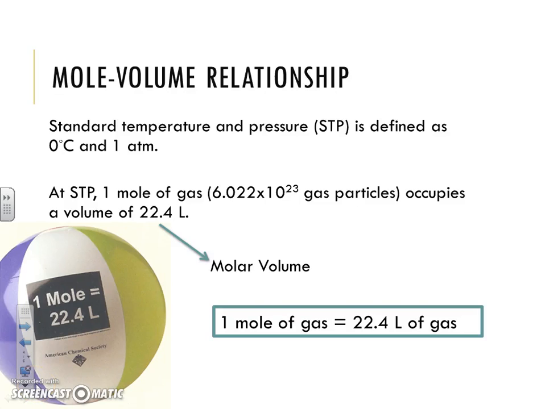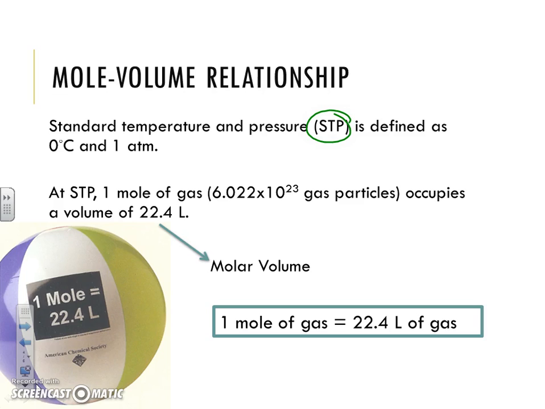In addition to mass, a common way to talk about how much matter is in a substance is to talk about volume. So how much space is the substance occupying? So it's standard temperature and pressure, which we refer to as STP. The amount of space occupied by a mole is well known.